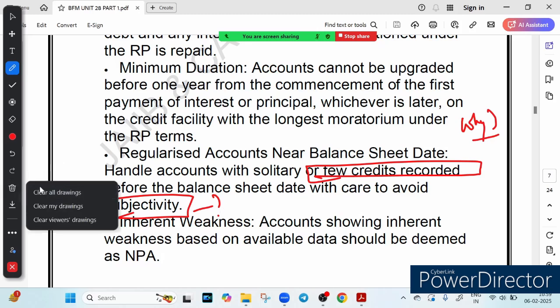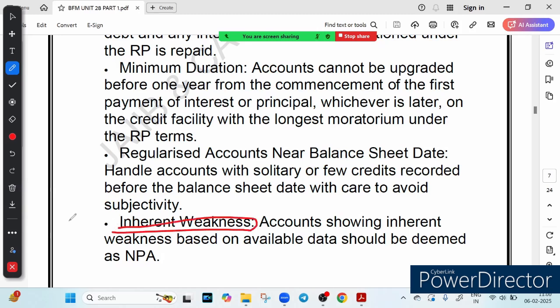Now the next point is regarding the inherent weakness. What is the meaning of inherent weakness? Let's talk about it. Inherent weakness means even if an account seems to be improving, there is a catch. If the account shows signs of inherent weakness, meaning it is still not performing well enough according to the available data, it should remain in the NPA category. So that is called inherent weakness.